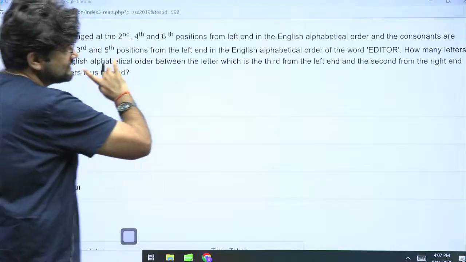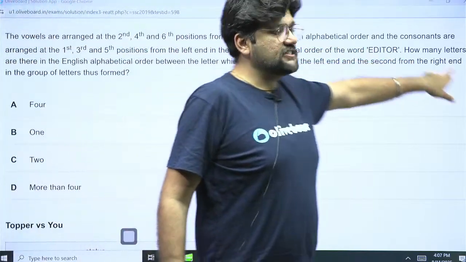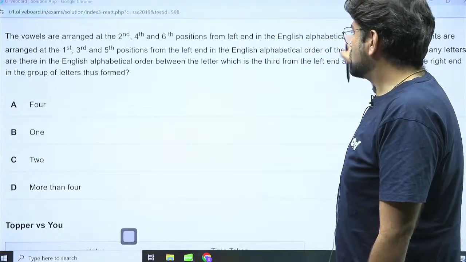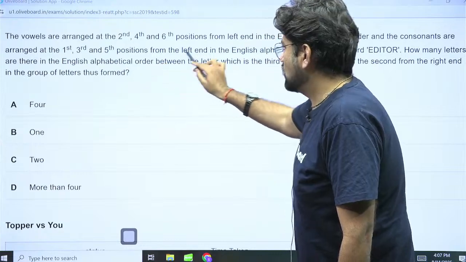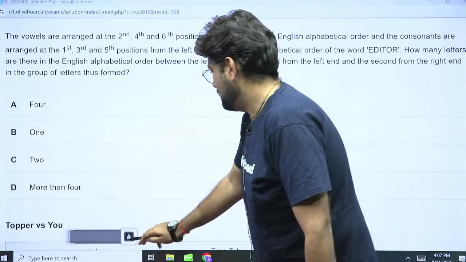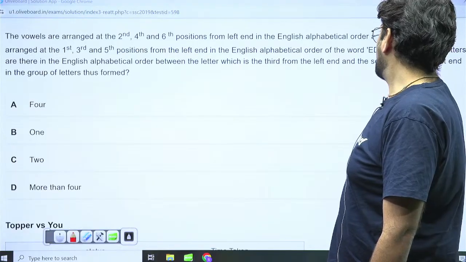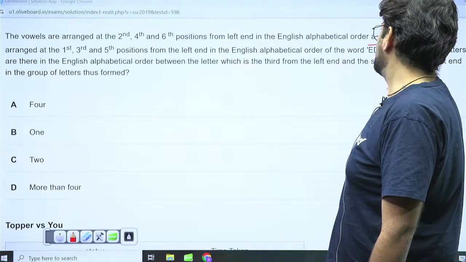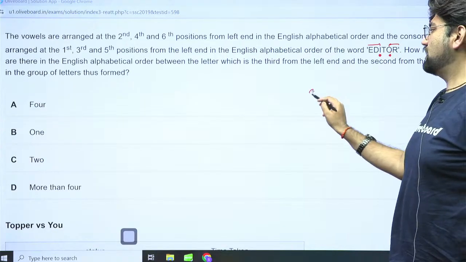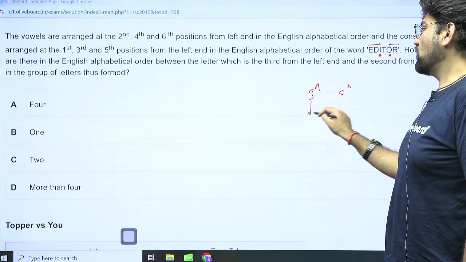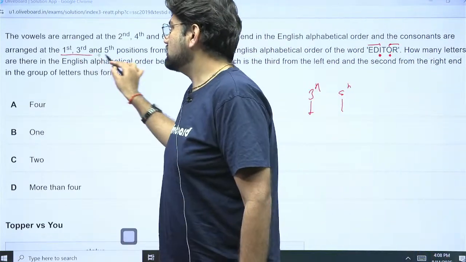So now, once that has been done, rather than changing the order and then checking, what you need to do is check how many letters are there in the English alphabetical order between the letter which is third from the left end and the one which is second from the right end. These are the two letters we need to check for. Now, third from the left, what is second from the right? It is the fifth letter. So basically you need to check how many letters are there between the third and the fifth letter. Third and fifth letter will be the consonants.